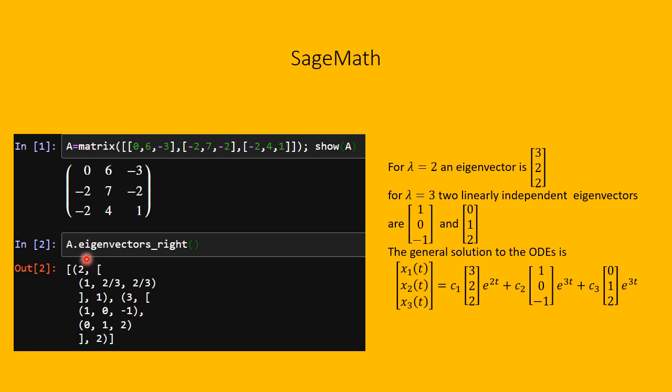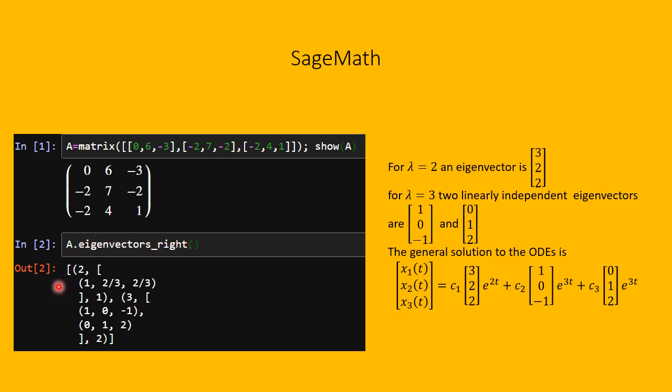To find the eigenvectors of this matrix, we would use A dot eigenvectors underscore right, and then parentheses here. This will give us column vectors such that A times x is equal to lambda times x. The eigenvector will be a column vector to the right of A. SageMath also allows you to look at row vectors as eigenvectors by using eigenvectors underscore left. But for our linear algebra type problems for eigenvectors, we'll use this.